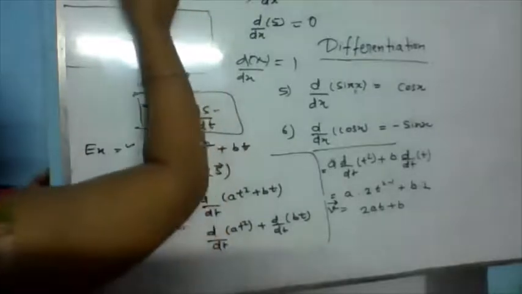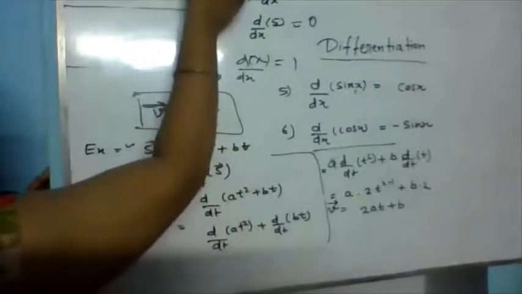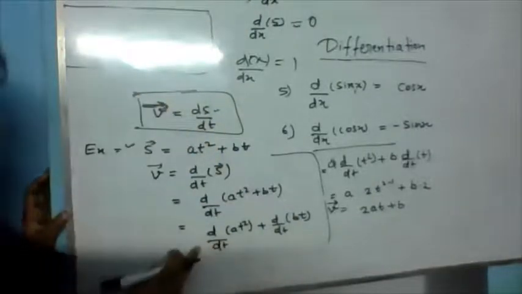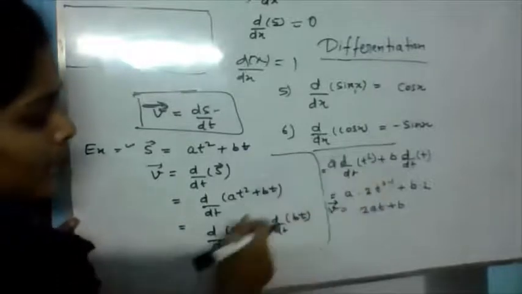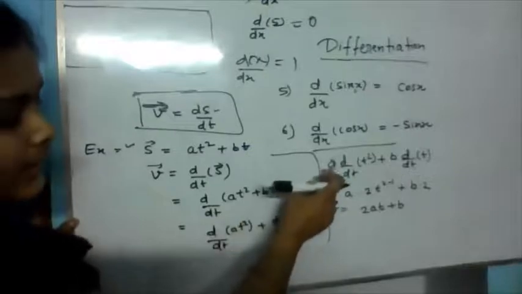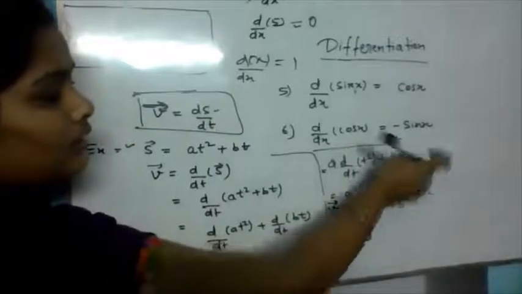The formula is d upon dx of x to the power n equals n x to the power n minus 1. Now here the whole operator is written in terms of t. So we will apply this formula. A and b are constant, so we just take out this constant like this: a d upon dt t square plus b d upon dt t.